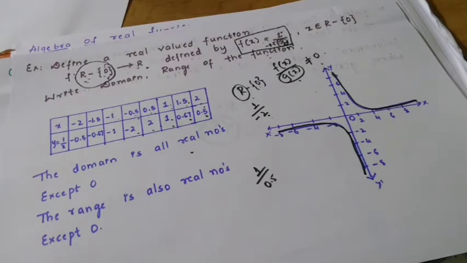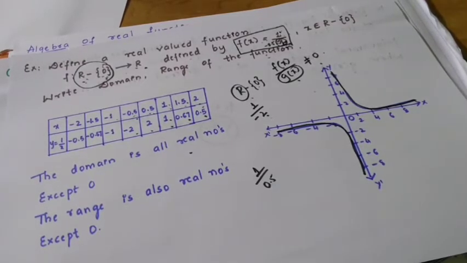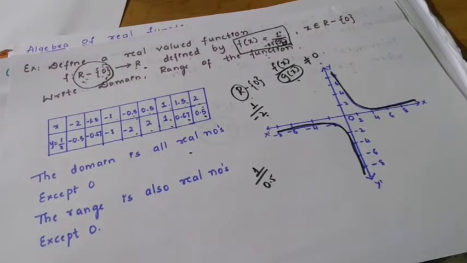Okay, domain of this function is what? Set of all real numbers except 0. Range is also what? It is also set of all real numbers except 0. Okay, this is the fourth function, that is rational function.